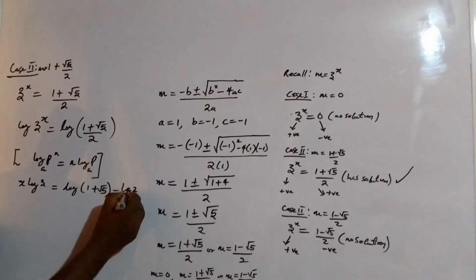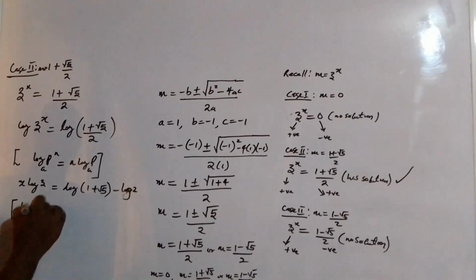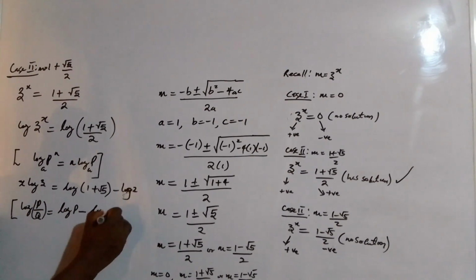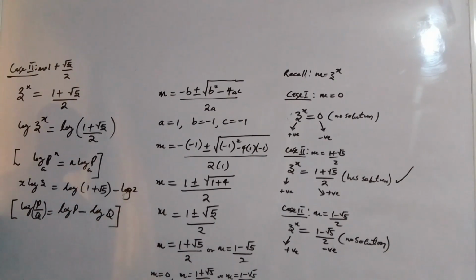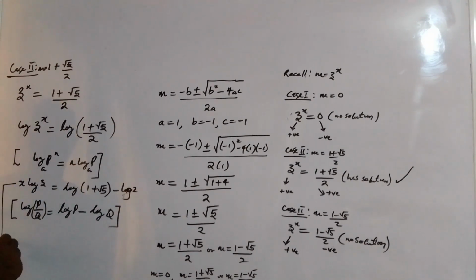There's a law I also applied to the right hand side, and that law is that if I have log of p over q, this is the same thing as log p minus log q. So this is the rule I have applied to the right hand side. This is the equation that will help us determine the value of x. So let's go ahead and further simplify.